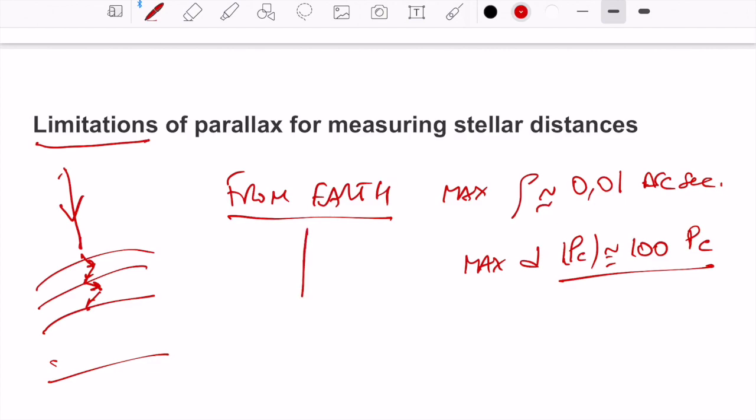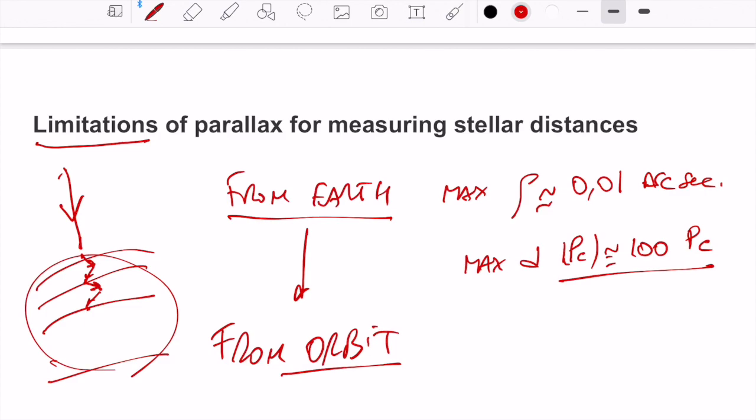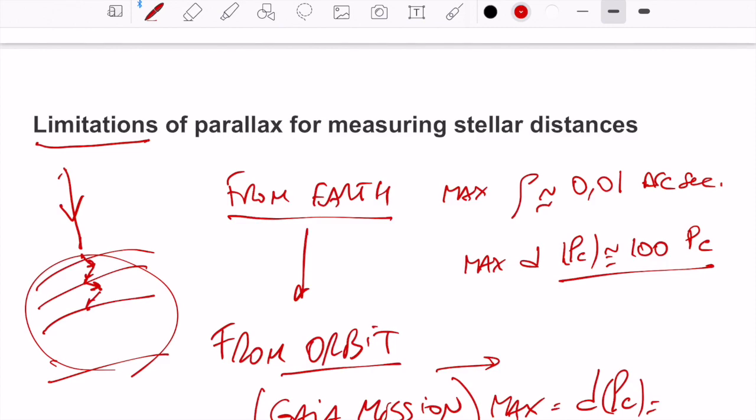Now, if it's a telescope that is placed outside the Earth, in orbit, we don't have this effect of refraction. So for the telescopes, I think one of those is the Gaia mission. It's a mission that has been orbiting since 2015. It's orbiting the Earth. And in this case, we can measure distances up to 30,000 parsecs.